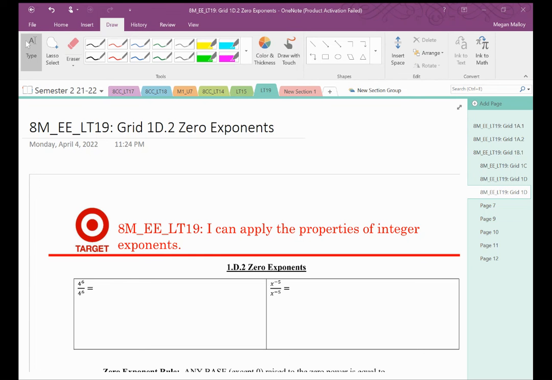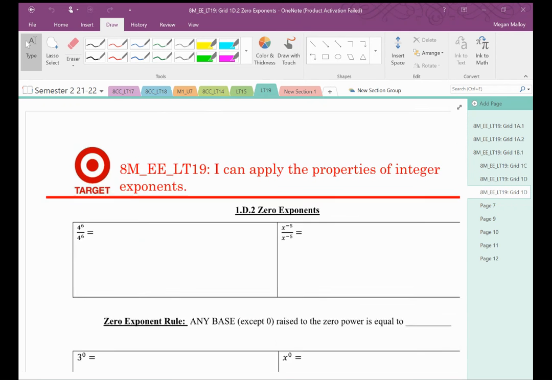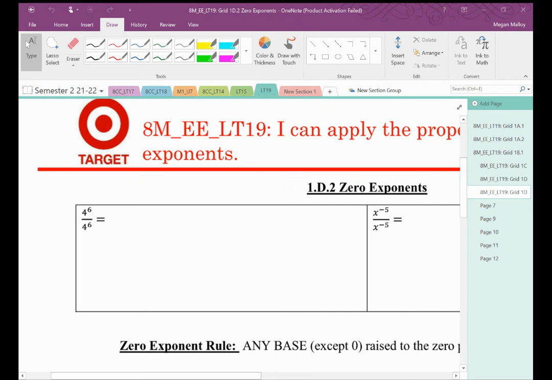The last portion of our learning target 19, I can apply the properties of integer exponents, is going to relate to zero exponents. So let's look at our first example here. We have 4 to the 6th divided by 4 to the 6th. If I were to write this out in expanded form, that would be 4 times itself 6 times, so 4 times 4 times 4 times 4, 6 times, divided by 4 times itself 6 times.